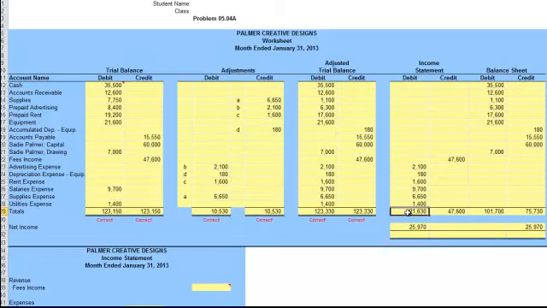The 21,630 plus the 25,970 gives me 47,600. I bring this down because there's nothing to add to it. I bring this down. And when I add 75,730 to 25,970, I get 101,700. So these 2 numbers need to match, and these 2 numbers need to match.